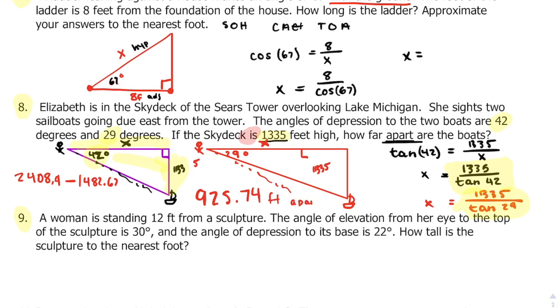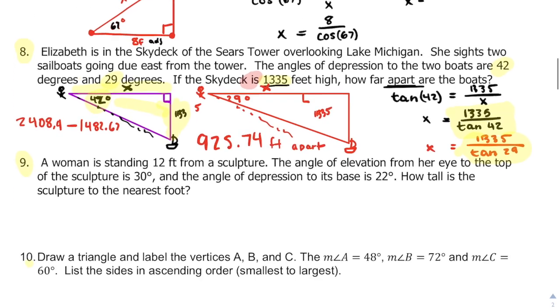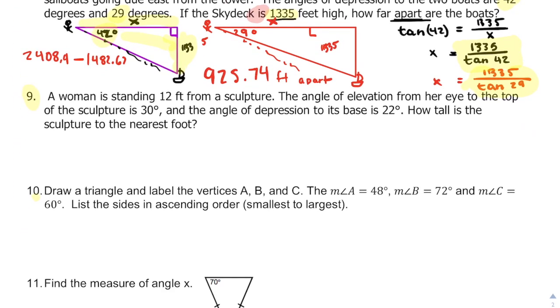The next problem also involves two triangles. It's a highly involved problem, and so here we go. There's a woman standing, and she's standing 12 feet away from a sculpture.